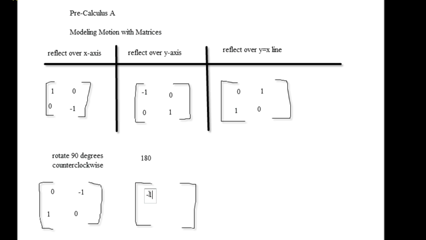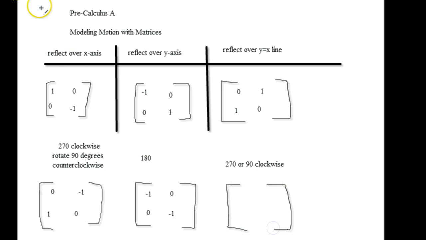So this is negative 1, 0, 0, negative 1. If you want to go 270, or this would be 90 degrees clockwise, which would technically make this 270 clockwise or 90 degrees counterclockwise. It's totally up to you how you want to say it. Some of you guys are probably asking, well, why don't we have 180 degrees clockwise? 180 degrees clockwise is the same as 180 degrees counterclockwise, so it's going to be the same thing. So 0, 1, negative 1, 0.